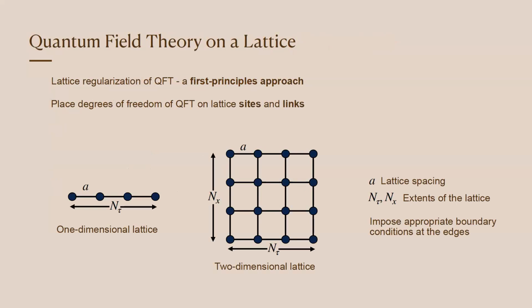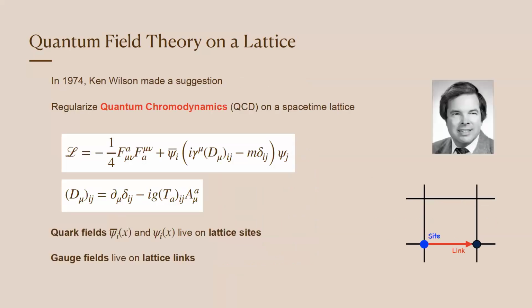So we place the degrees of freedom of the field theory on the sites and links of the lattice. So this is a one-dimensional lattice. This is the lattice we will be using for the quantum mechanics. There's a lattice spacing, which is an ultraviolet cutoff, and there is the size of the lattice, which is the infrared cutoff. We can go to higher dimensions. We can build higher dimensional lattices.